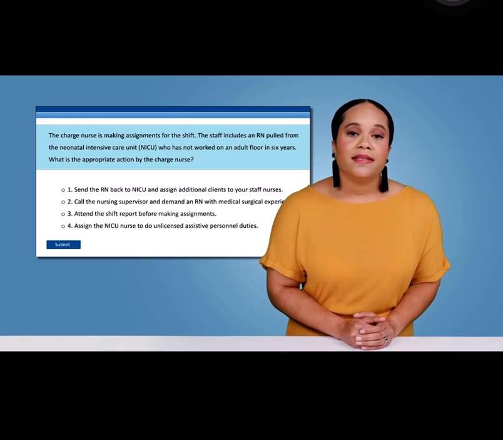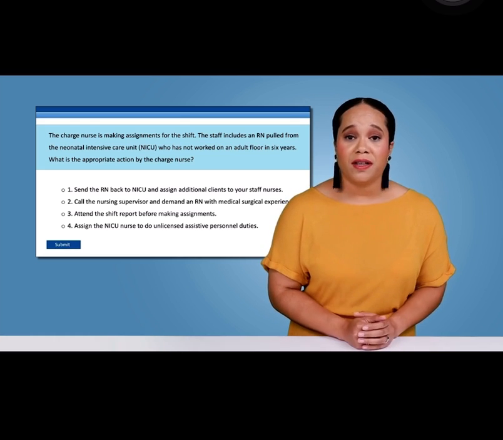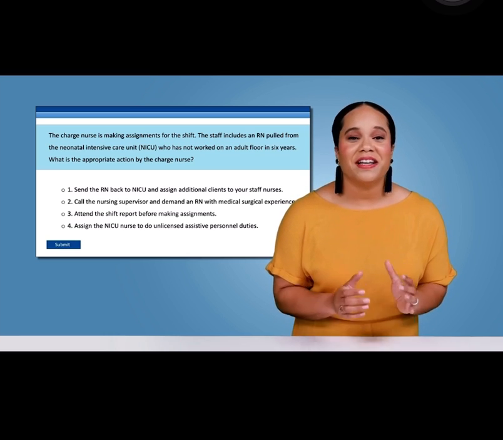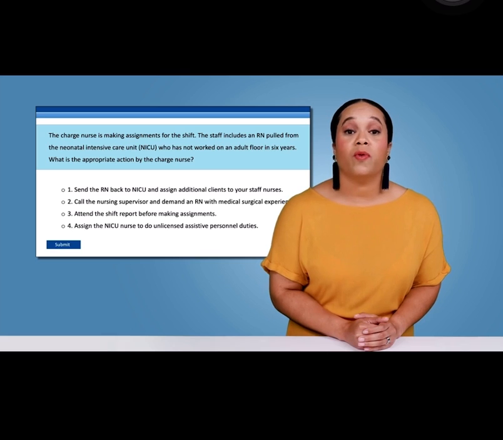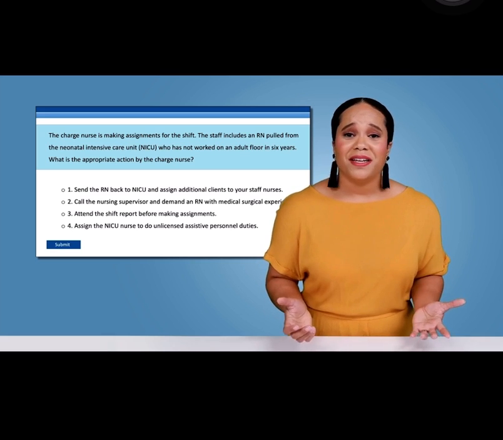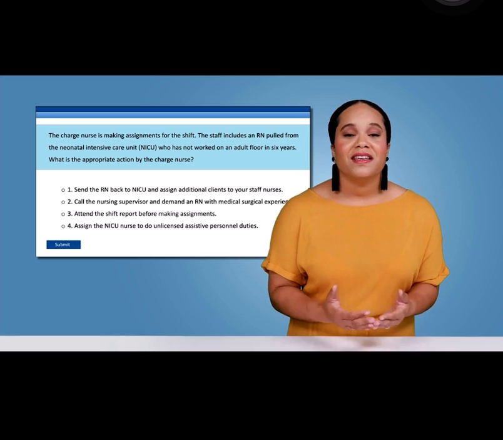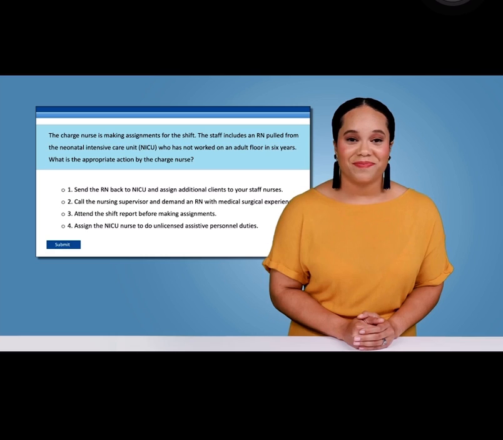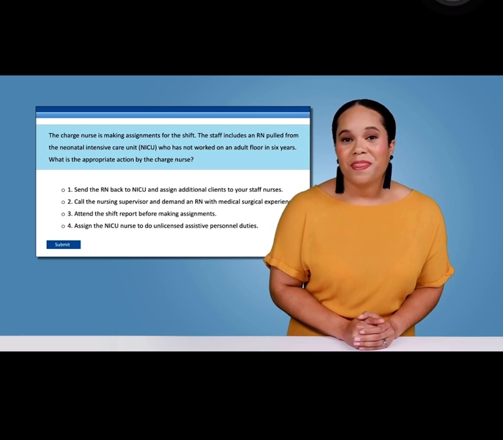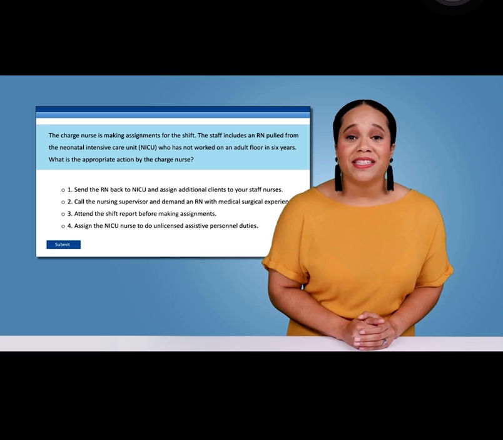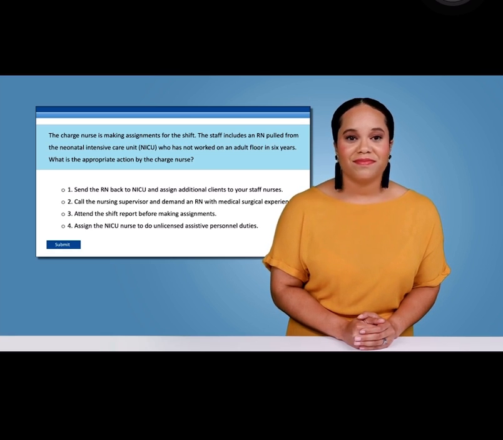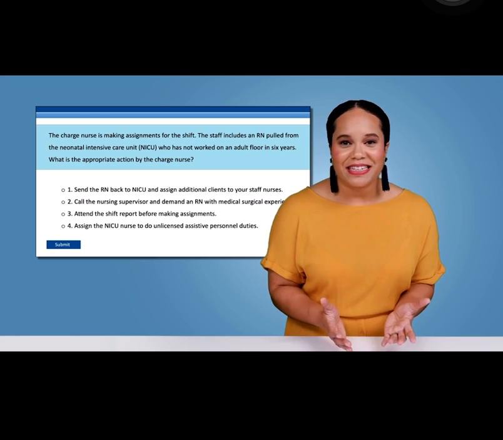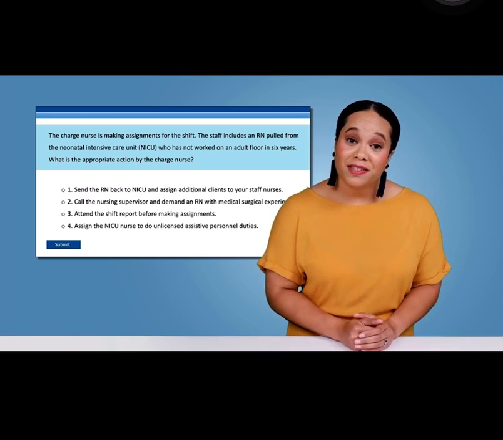Number 1, send the RN back to the NICU and assign extra clients to staff nurses. Doing this is a waste of a valuable RN resource and a waste of money. Also, it does not solve the problem. This would be unsafe for both the clients and the nurses. Number 2, call the nursing supervisor and demand an RN with med-surg experience. If the supervisor had an RN with med-surg experience, would a NICU nurse have been sent to you?